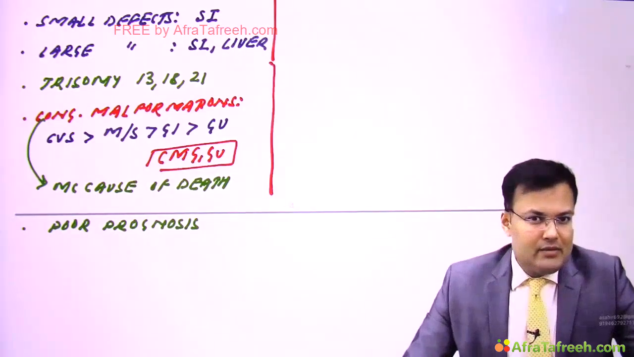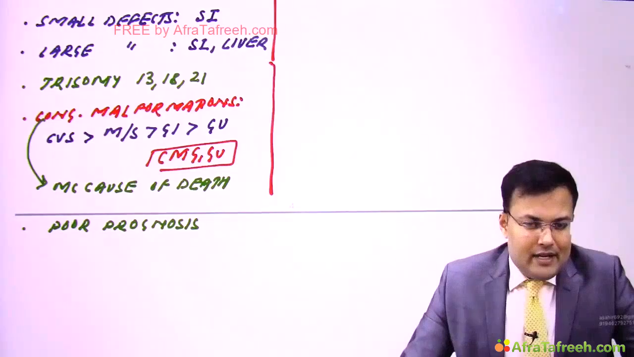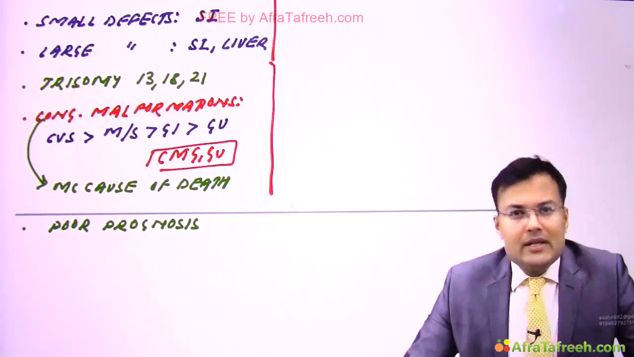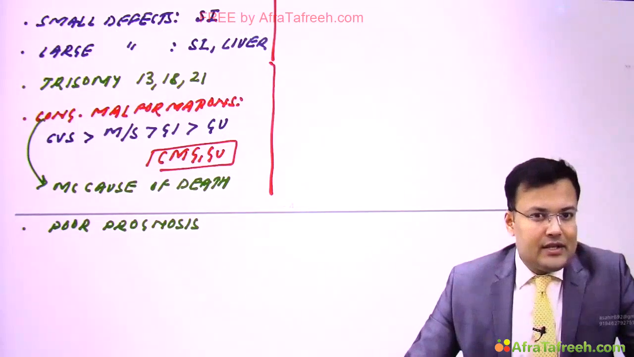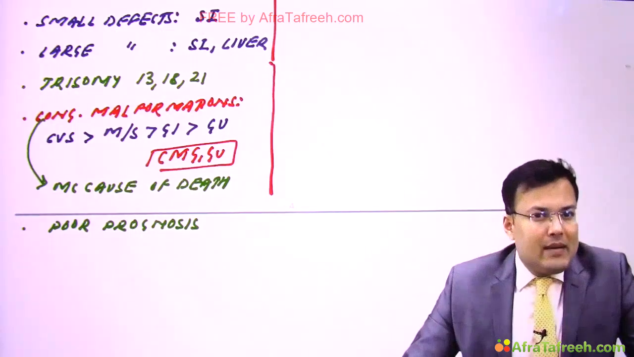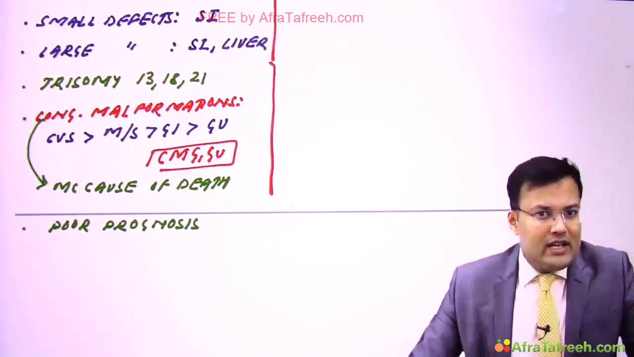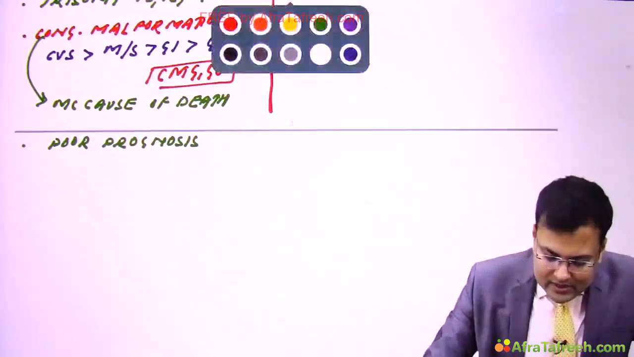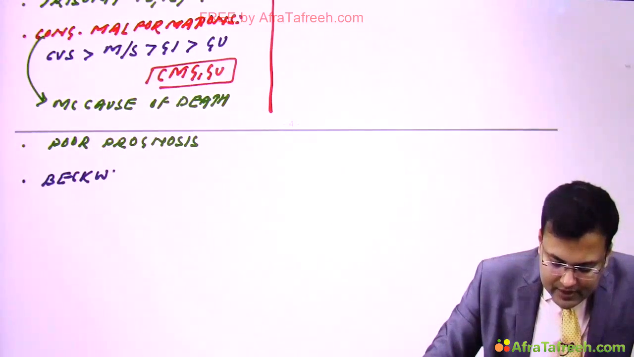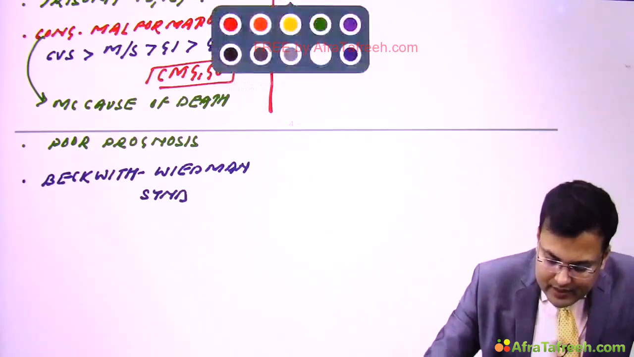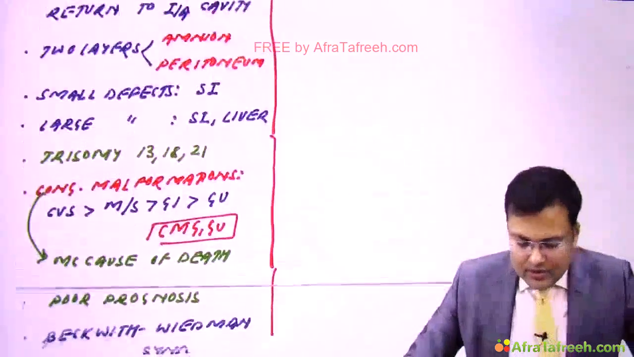When we were discussing the Wilms tumor, we discussed that there is one variant which is associated with omphalocele, and what's that variant? It's the Beckwith-Wiedemann syndrome. What are the other manifestations in Beckwith-Wiedemann syndrome? There is hemihypertrophy, visceromegaly, macroglossia, omphalocele and hepatoblastoma. So omphalocele is associated with Beckwith-Wiedemann syndrome. Clear? These are the important points related to omphalocele.